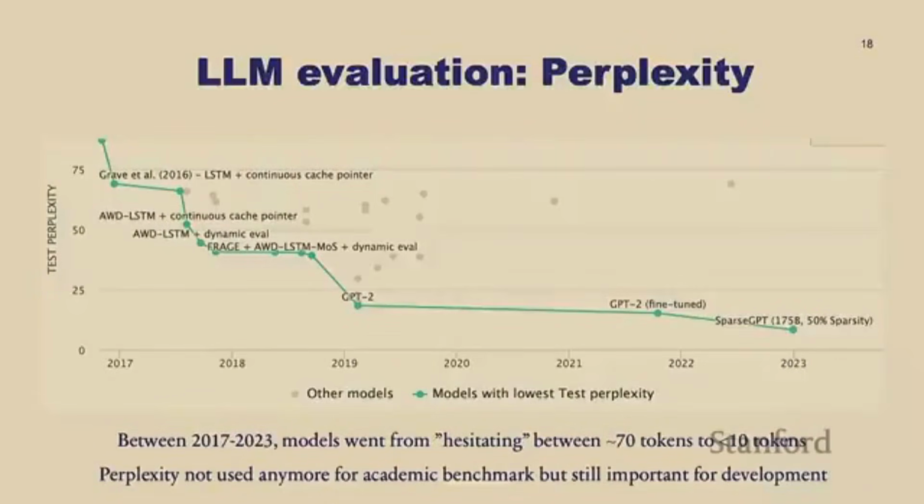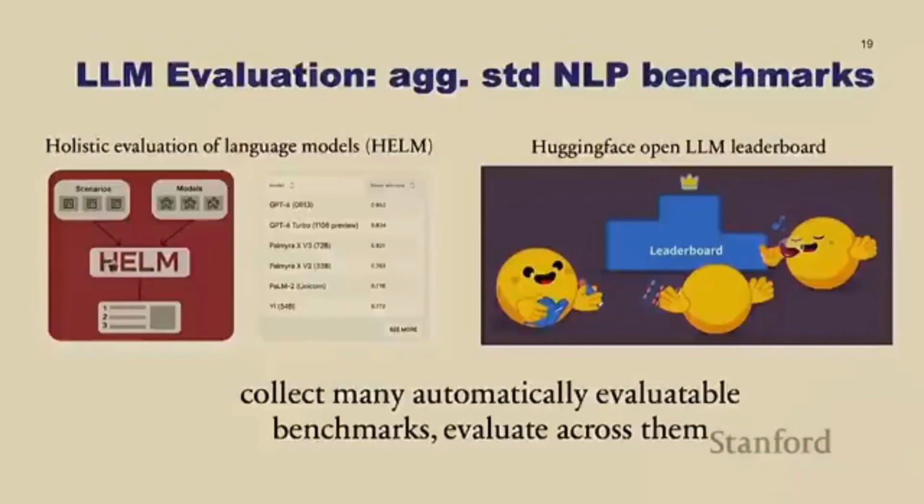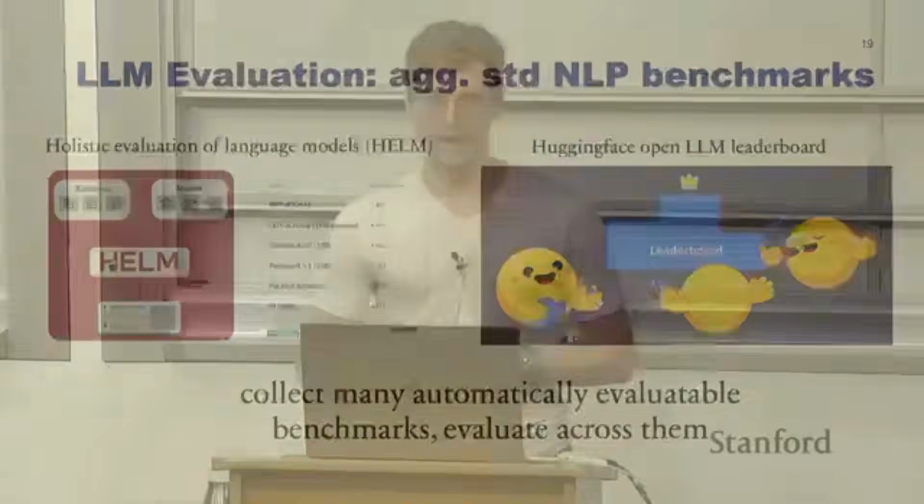So that's much better. Perplexity is actually not used anymore in academic benchmarking, mostly because it depends on the tokenizer that you use and on the actual data that people are evaluating on, but it's still very important for the development of LLMs. When you train your own LLM, people will still really look at the perplexity. Another way, now more common in academia, of evaluating these LLMs is to take all the classical NLP benchmarks, and I'll give you a few examples later, and aggregate everything. So collect as many automatically evaluatable benchmarks as possible and evaluate across all of them.